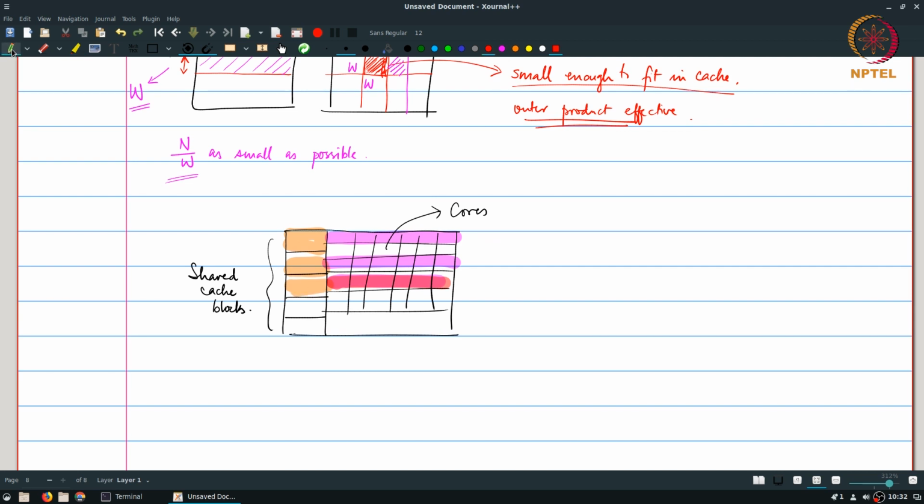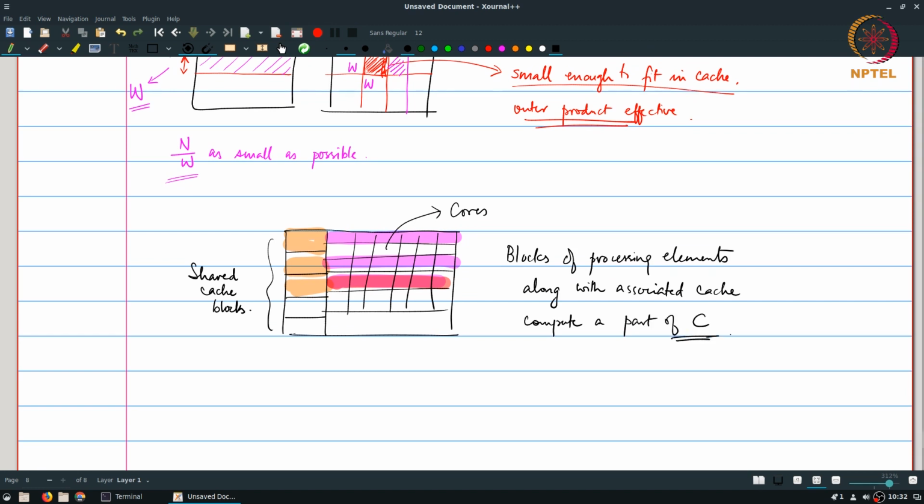And by having these blocks over here, we can essentially assign each of these blocks of processing elements along with the associated cache to compute a part of the output matrix. You will notice that this is in general a parallel algorithm. All that it's saying is how do I break up a large matrix computation into smaller parts in such a way that the communication or the rereading of data that is required across different parts of the computation is kept as small as possible. And that is exactly what we are doing.